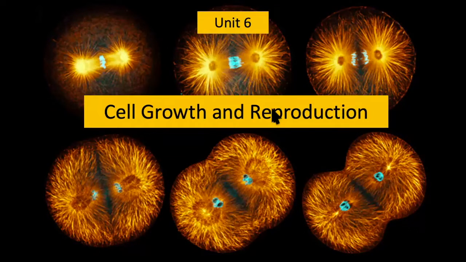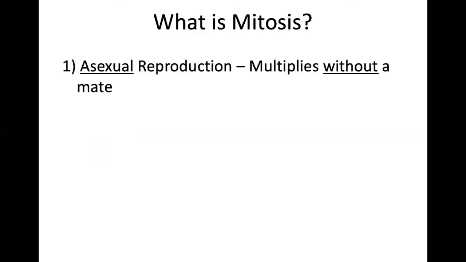Let's jump into the actual notes now, shall we? This is Unit 6, Cell Growth and Reproduction, Mitosis. Mitosis is the separation of those chromosomes, and then cytokinesis was the cell splitting. That's the easy part.